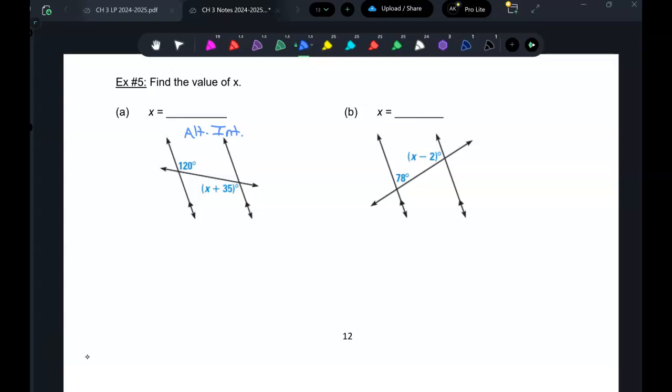Alternate interior, they have to be what? The same. Supplementary. Oh, shoot. So we're going to put x plus 35 equals 120. Why are we making them equal to each other? Because they are alternate interior angles. Well, yeah, we're solving for x. x equals, so we take 120 minus 35.